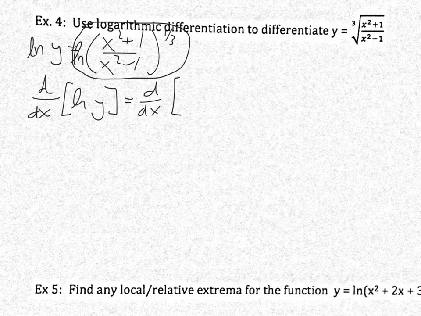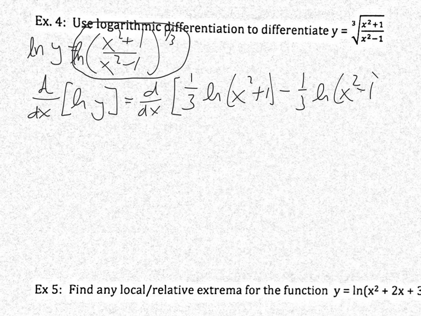I'm going to have 1/3 ln of x squared plus 1 minus 1/3 ln x squared minus 1. Let me explain where this came from. Essentially, I took this 1/3 and I put it out in front of each of these. So that 1/3 is essentially in front of both logs. And I took this quotient inside the log and I split it up into subtraction. And what this is going to allow us to do is differentiate these individual logs using the differentiation rules we just talked about, which aren't very difficult to use. So that's what we're going to do now.